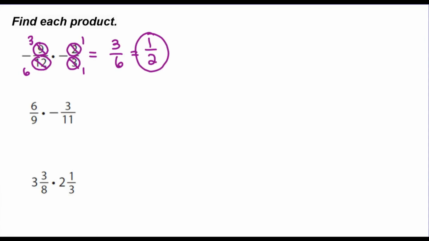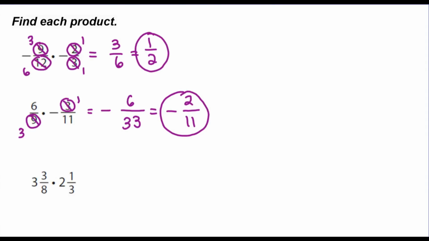Next one, I have a positive times a negative, so I know my answer is going to be negative. And I do have common factors here. 3 and 9 have a common factor of 3. Divide them both by 3. And I get negative 6/33, which does simplify to negative 2/11. And then mixed numbers.